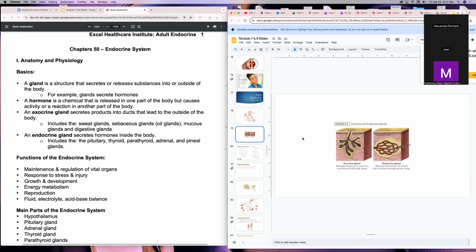So an exocrine gland secretes substances to the outside of the body. And we usually term it as the gland has ducts. Okay. For example, your sweat glands are exocrine glands because they secrete sweat from the inside of the body to the outside of the body, right? On the surface of our skin. An endocrine gland, which is what we're learning about today for endocrine system, they secrete what we call hormones inside the body, and they travel through the bloodstream.